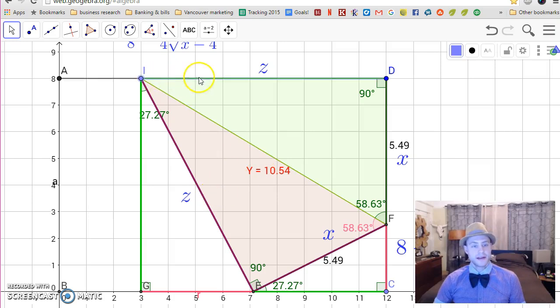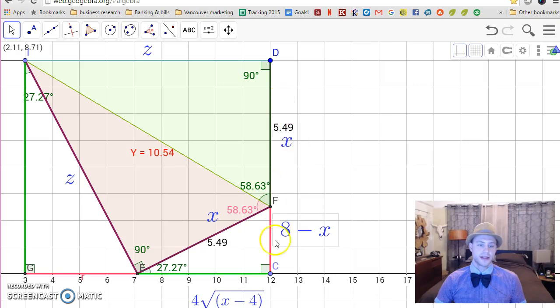Now this z thing, I don't know what z is right now, but I'm just going to call the top of this triangle z, and then since the green triangle is the same as the purple triangle, this is also z. All right, cool. Now, if this is x, what does this one have to be?